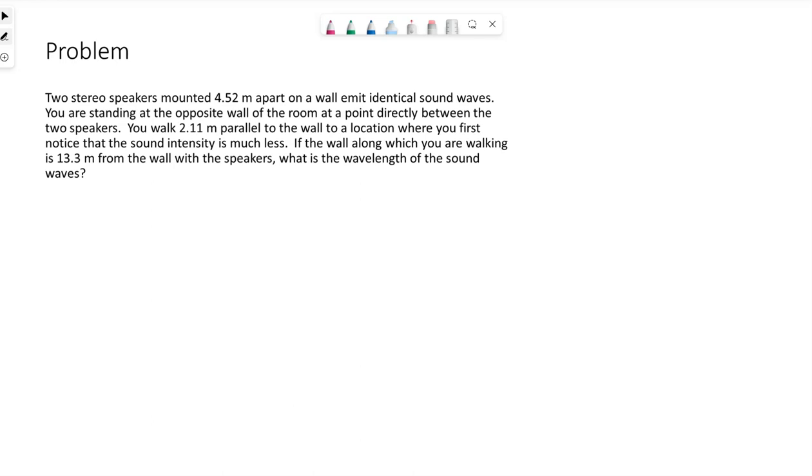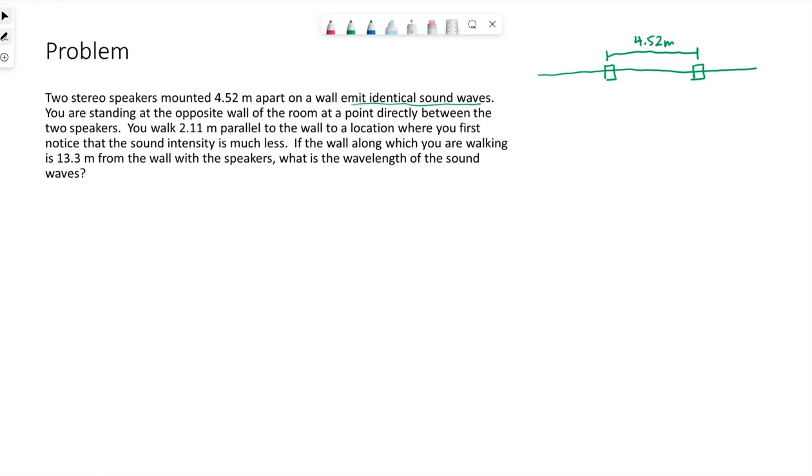Okay, so first I want to draw a sketch so I have a picture of what's going on here. So I have two speakers. They're 4.52 meters apart on a wall. They're emitting identical sound waves. So these waves have the same wavelength, same frequency, same amplitude, and they're in phase.